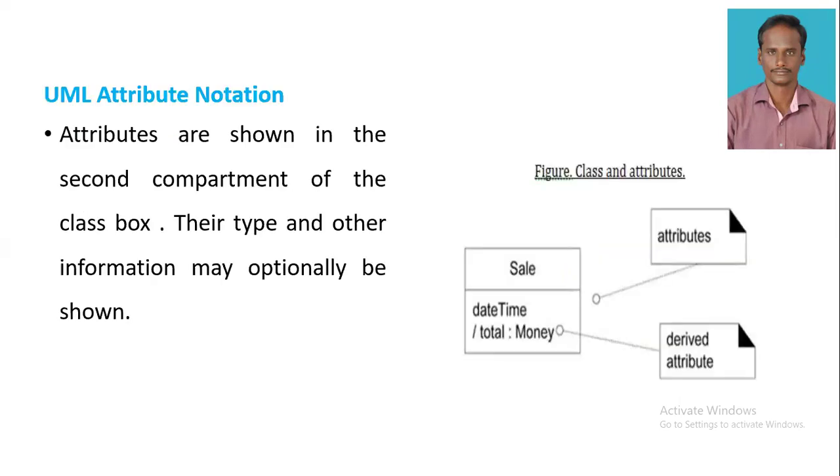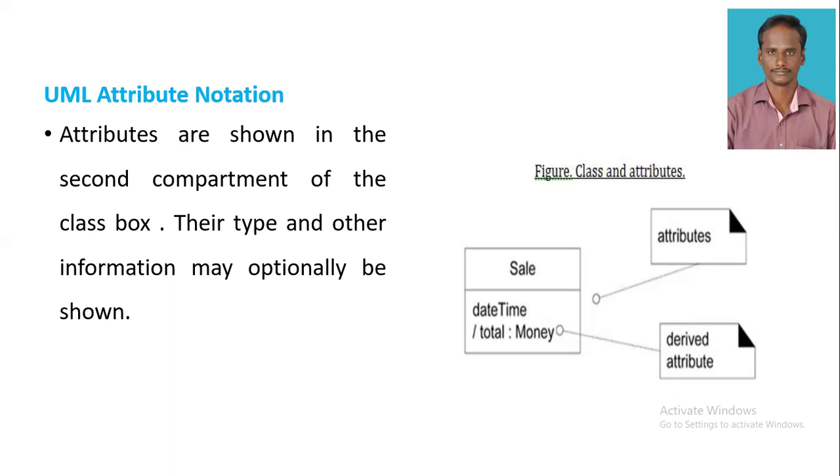Next, UML attribute notations. Attributes are shown in the second compartment of the class box. We already know the general template for the class diagram. There are three rectangular boxes. The first compartment represents the class name, the second compartment is for attributes, and the third is for methods. We are talking about only attributes. So the second compartment is reserved for registering the attributes of the given class, and their type and other information may optionally be shown.